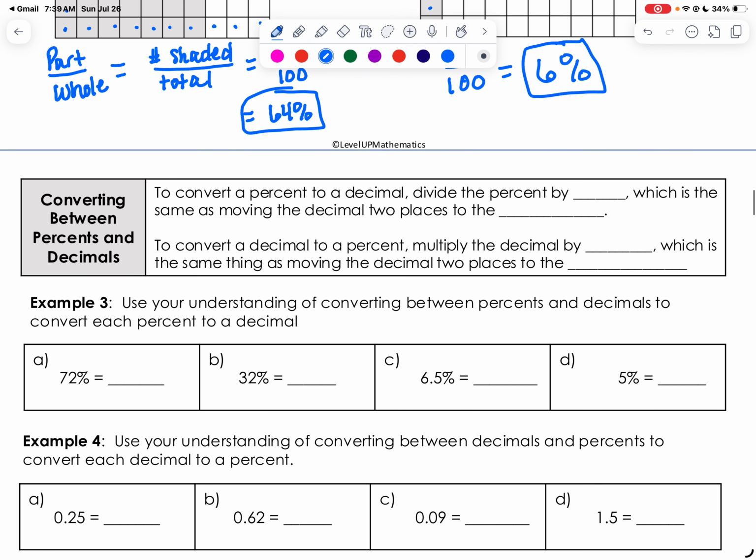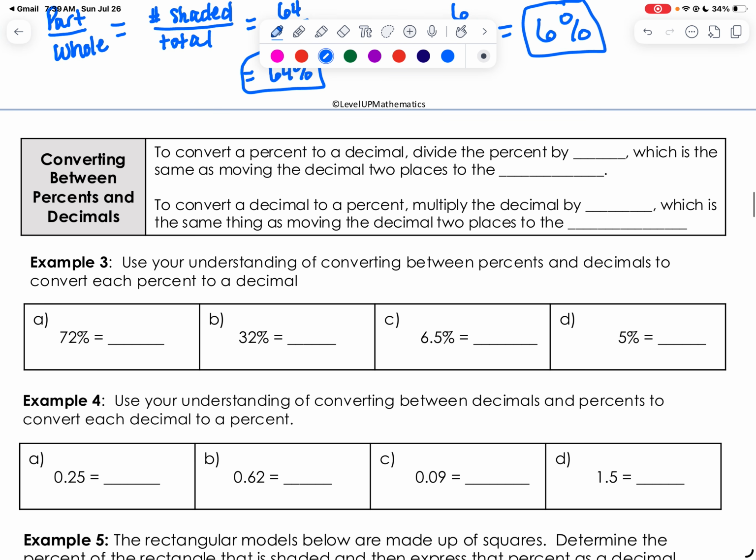All right. Let's talk about converting between percents and decimals. To convert a percent to a decimal, you divide the percent by 100, which is the same thing as moving the decimal 2 places to the left. To convert a decimal to a percent, you multiply the decimal by 100, which is the same thing as moving the decimal 2 places to the right.